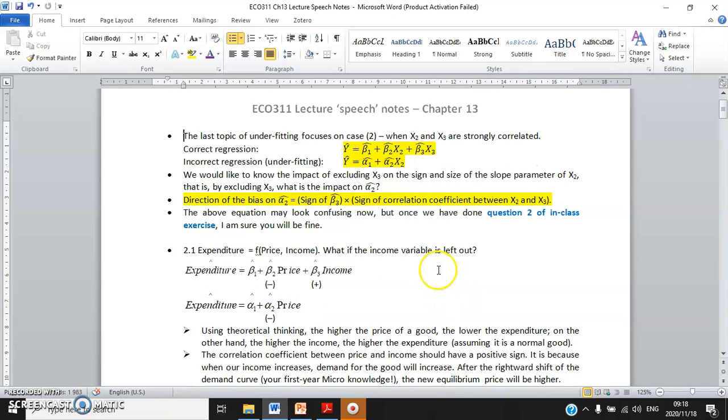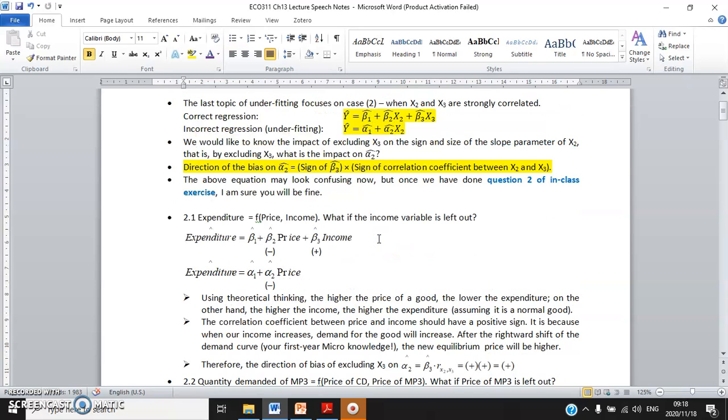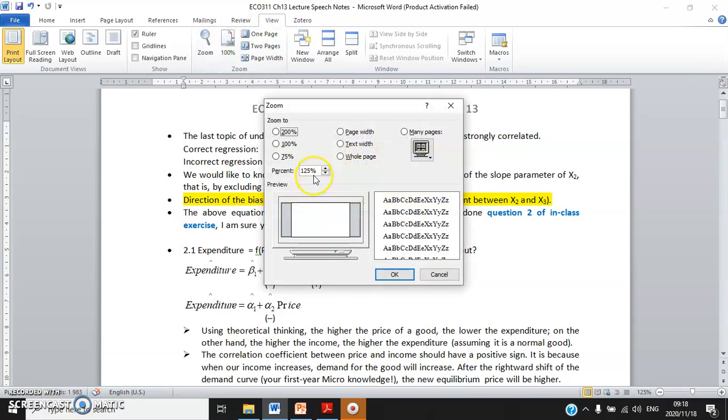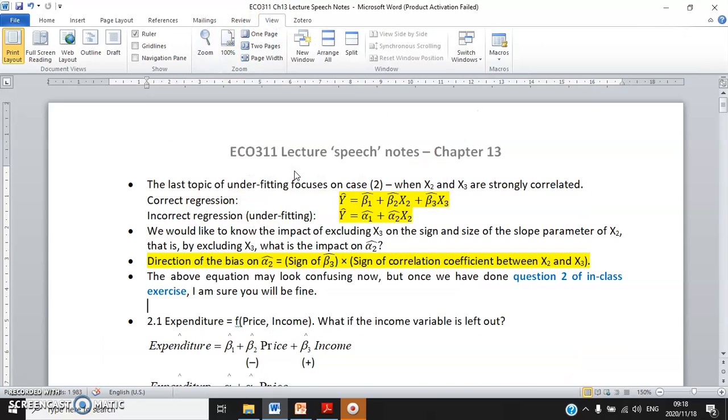Okay, then the next part, I think the explanation on the study guide is actually quite clear, but I still want to do maybe the first two questions. Okay, I think I can enlarge this a bit.